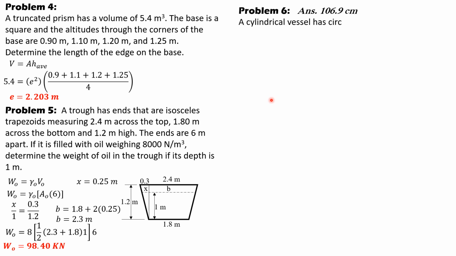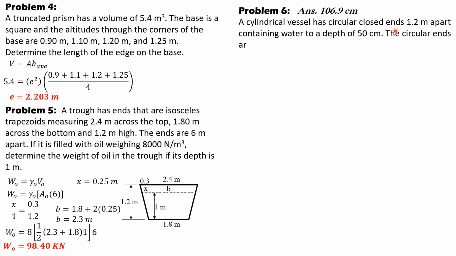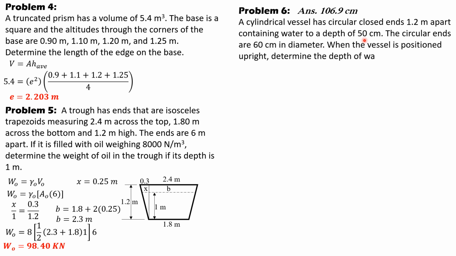Problem 6. A cylindrical vessel has circular closed ends 1.2 meters apart containing water to a depth of 50 cm. The circular ends are 60 centimeters in diameter. When the vessel is positioned upright, determine the depth of water in the vessel in centimeters.